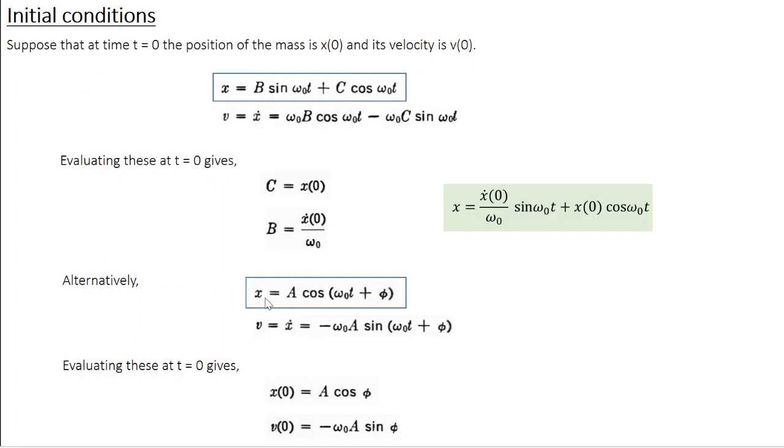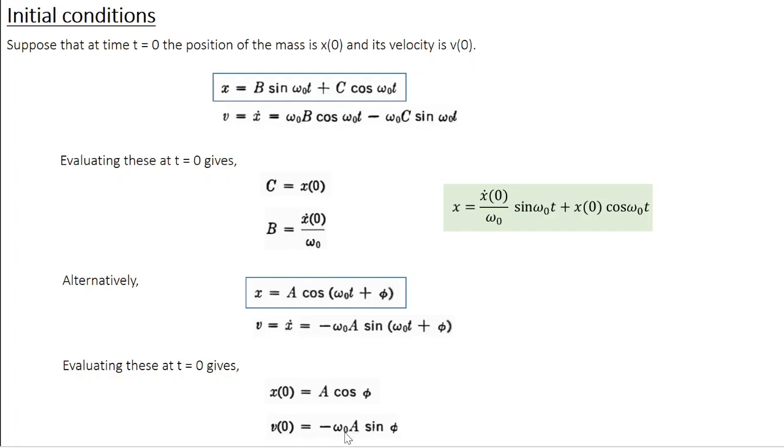Alternatively, if you consider the general form of the solution as x equal to A cos omega naught t plus phi, once again, if you want to find the specific value of the solution, you need to find the values of constant A and phase factor phi. Once again, make use of the initial condition. So here velocity v is given as dx by dt, which is minus omega naught A sin omega naught t plus phi. So at time t equal to 0, x of 0 equal to A cos phi, and v of 0 or x dot of 0 equal to minus omega naught A sin phi.